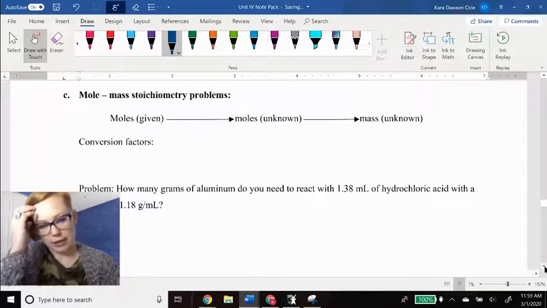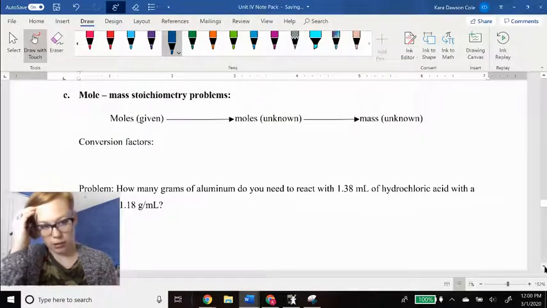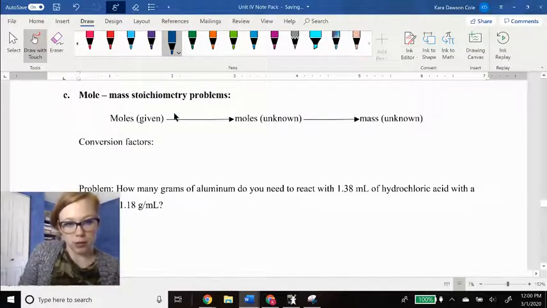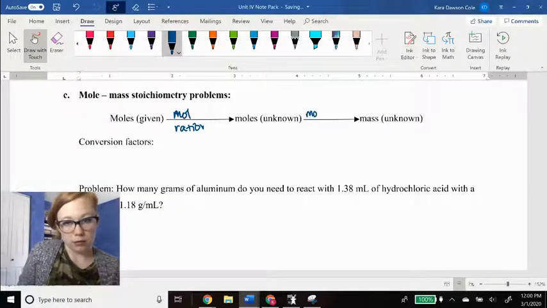So then I've got C, which is a mole to mass stoichiometry problem. It's very similar to the other one. In this case, you are going to use the conversion factors of molar mass and mole ratio. So like here, I'm going to do mole ratio, and here I'm going to do molar mass of substance B.